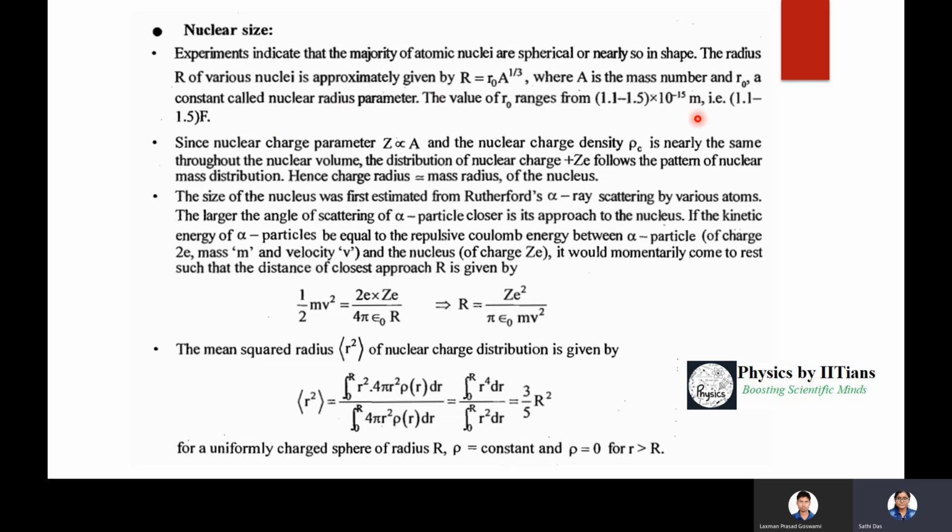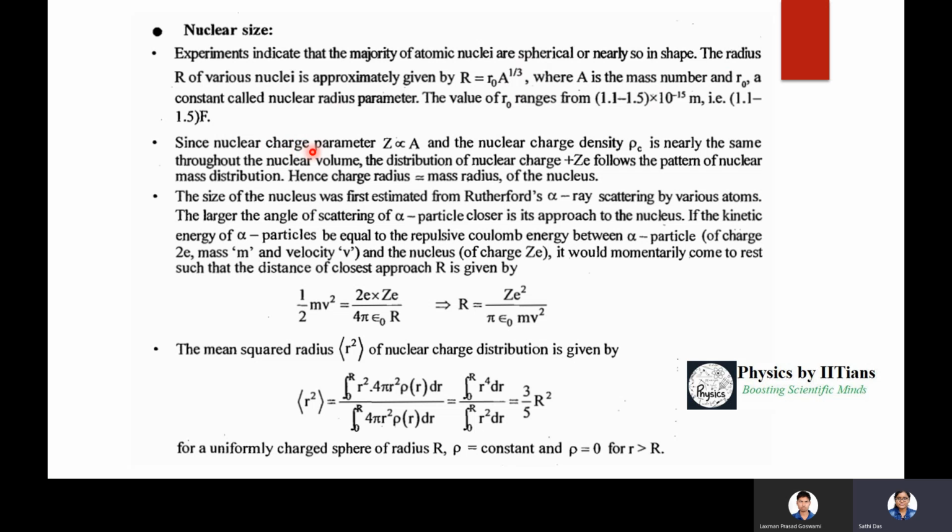So what is the radius range of the nucleus? That is 10 to the power minus 15 meter range. So how much smaller is it, right? Atomic radius is the Bohr radius. If you take it, you get 0.5 angstrom, that is 0.5 into 10 to the power minus 10 meter. And now the nuclear range you are taking as 1.1 to 1.5 into 10 to the power minus 15 meter.